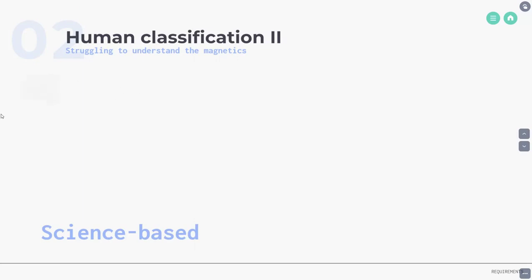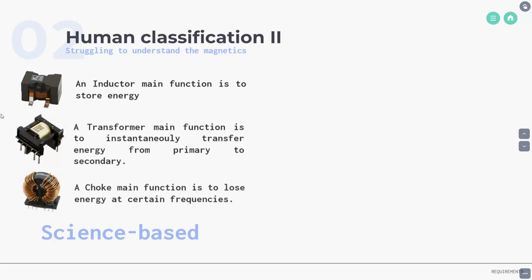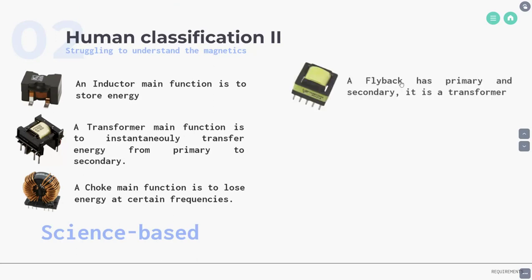We have science-based classifications. We might say that an inductor is an inductor because it stores energy, and a transformer, instead, transfers energy from the primary to the secondary instantaneously, or that a choke is designed to lose energy at certain frequencies, so it filters the signals at those frequencies. And then there are some other rules or common knowledge that is not so much based on science.